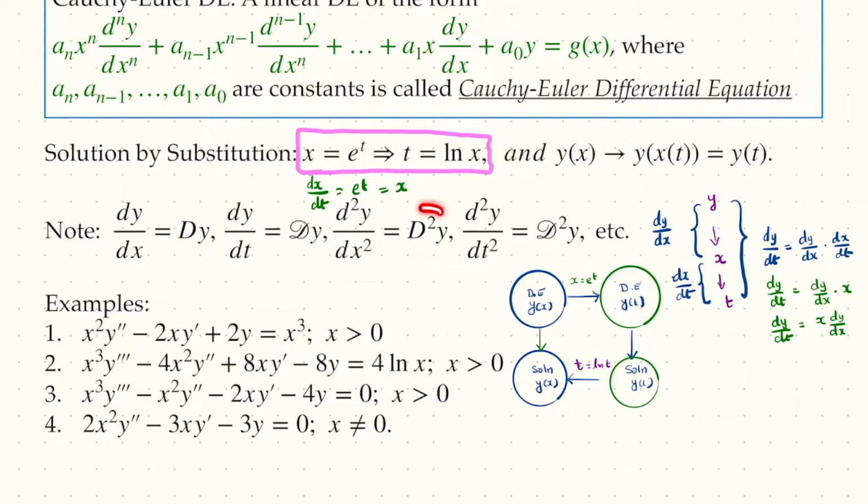So for example, if it says d squared y with the regular d, then this is a second derivative with respect to x. This is the script d squared y, which means the second derivative with respect to t, the second derivative of y with respect to t. So I want you to be careful on this.